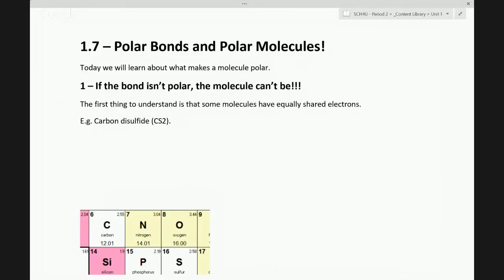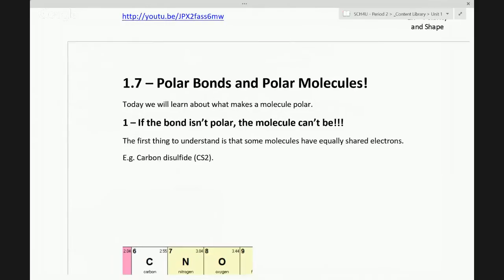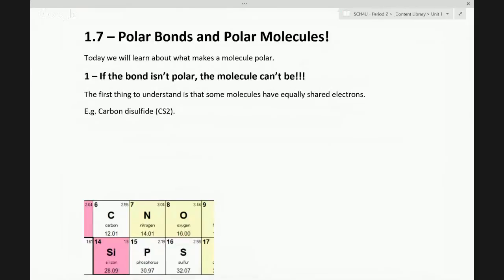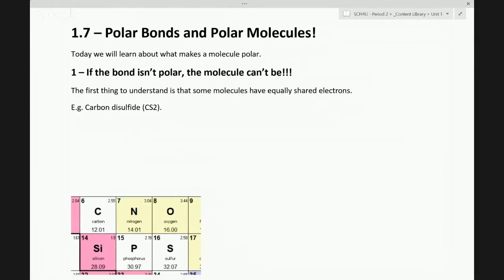And the reason I really want to focus on it is you're also going to spend a lot of time talking about these concepts if you take biology throughout. These concepts are really, really important in the biological sciences. So today we're talking about polar bonds and polar molecules. And you should remember, of course, that a polar bond is a covalent bond between two atoms in which the electrons are not shared equally. And so today we're going to talk about how polar bonds give us polar molecules.